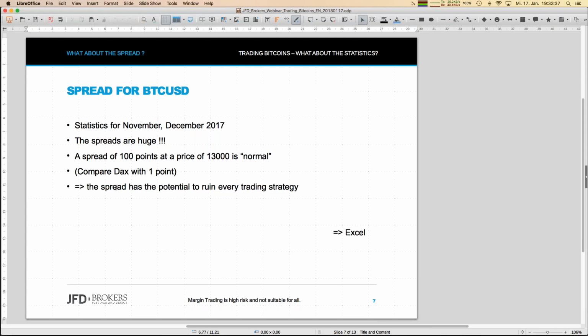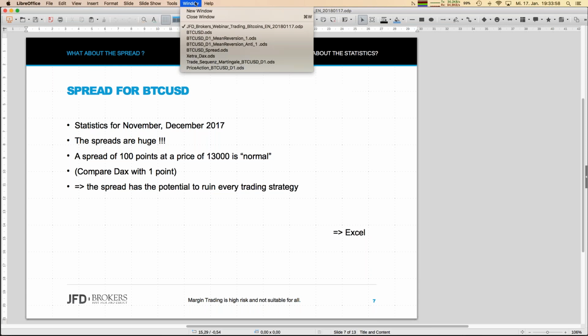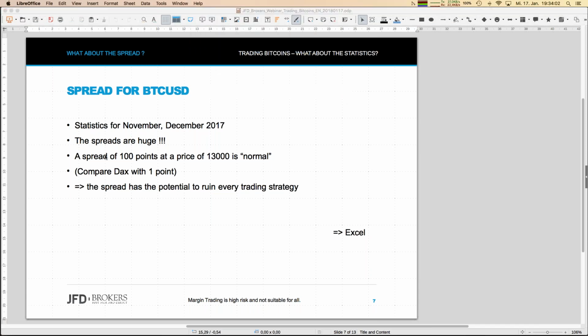And I come already here to that conclusion. It really depends on the final spread we will see when trading is once again possible, because the spread has the potential to ruin any trading strategy. So we have to keep an eye on that. But let's look here once again at what the statistics is telling us.